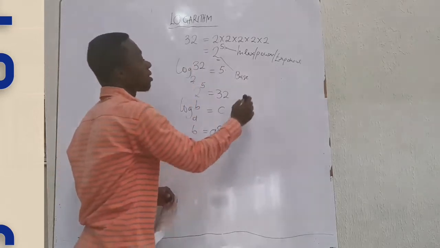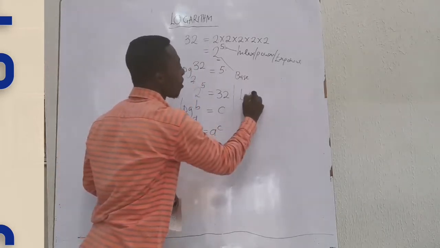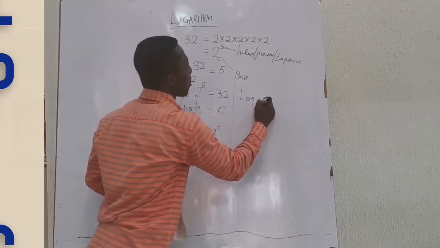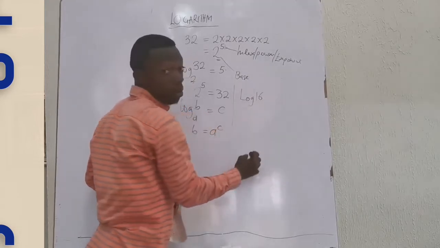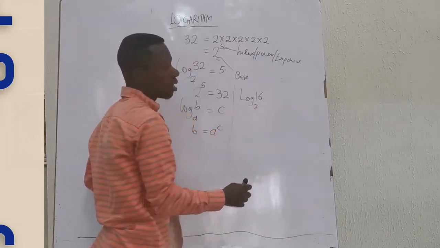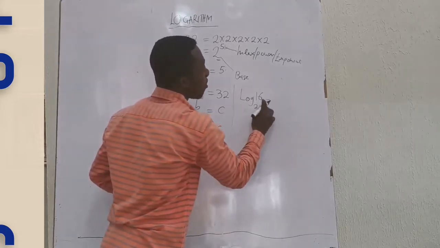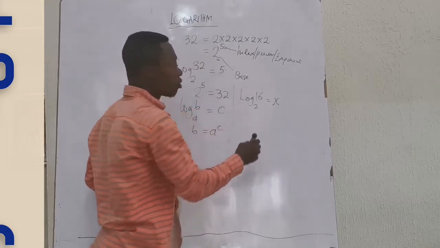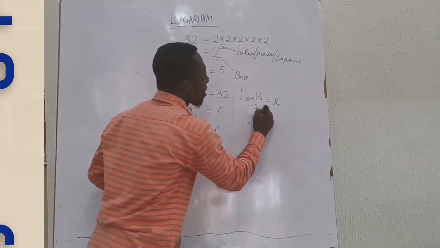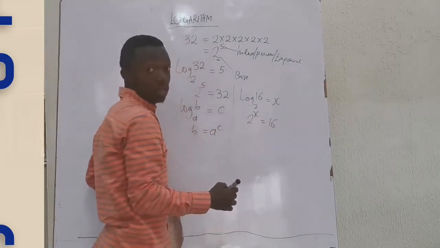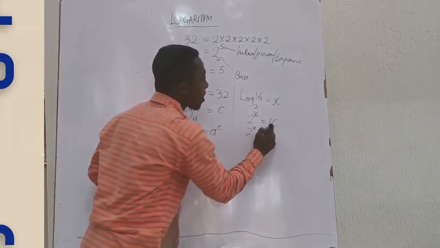So if I also have, let's say, log of 16, and let's say the base is 2. If I want to write this, I can say let the answer be equal to x, meaning that 2 to the power of x will be giving me 16.